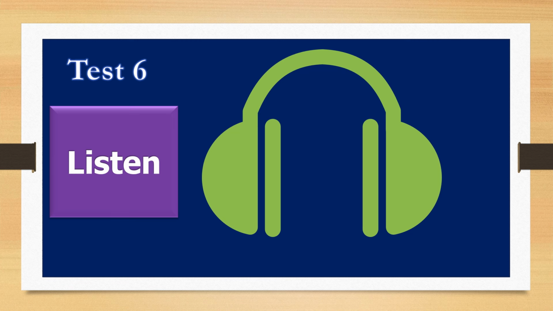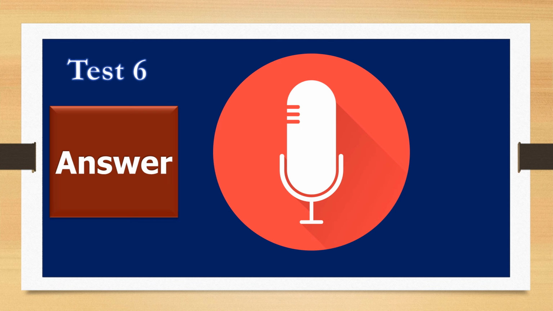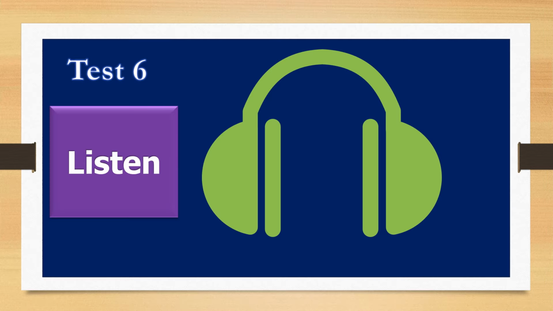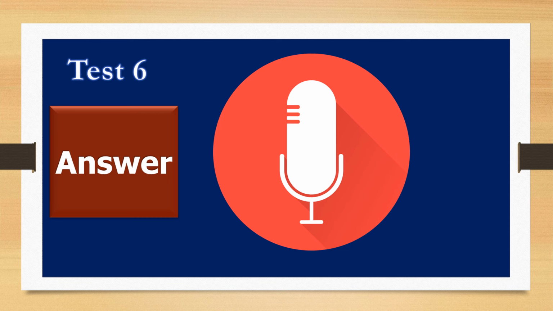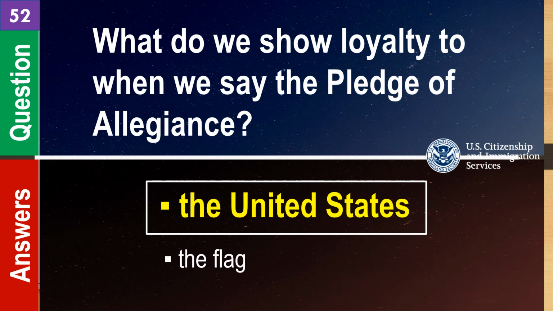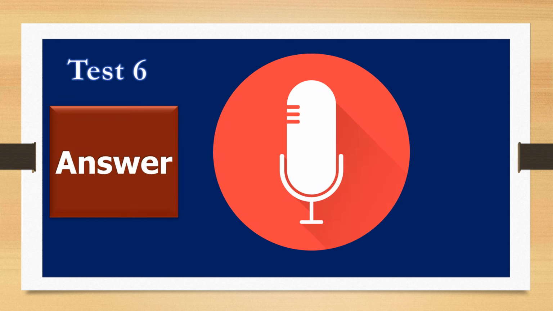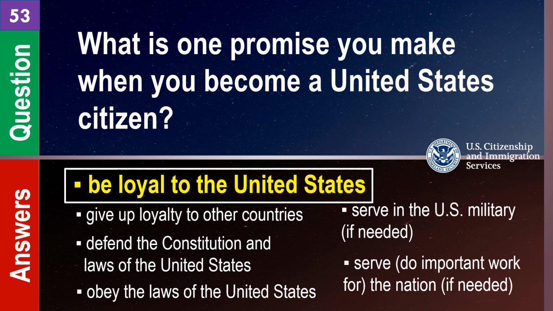We elect a U.S. Senator for how many years? 6. What do we show loyalty to when we say the Pledge of Allegiance? The United States. What is one promise you make when you become a United States citizen? Be loyal to the United States.